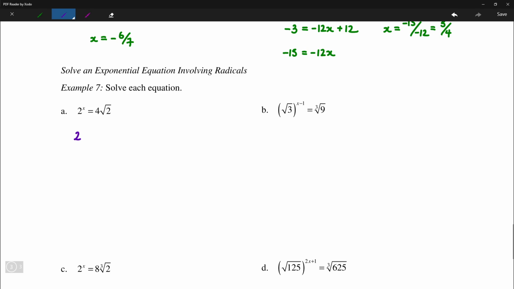We have 2 to the x on the left-hand side. On the right-hand side, we want base 2. So 2 squared, we know is equal to 4. And the square root of 2 is equal to 2 to the 1/2 power. On the right-hand side, we have 2 powers of the same base, so we can add the exponents together. So that's 2 to the 2.5 power, which simplifies really to just x equals 2 and 1/2.